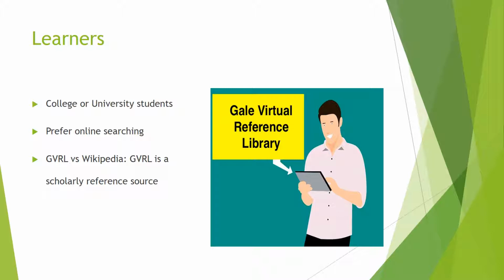These kinds of students are used to searching Wikipedia for background information, but the huge advantage of the GVRL over Wikipedia is that Gale is a scholarly reference database, which is an important point as university instructors will require the use of scholarly resources. This is one of the reasons I chose to do a training guide on the Gale.